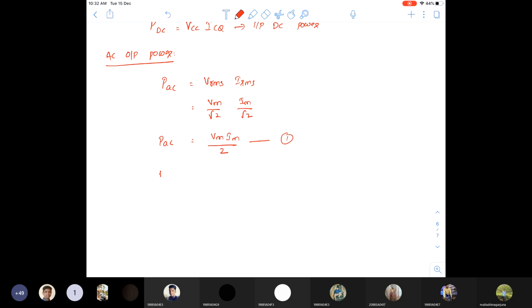Otherwise, you can simplify it. Still, you can simplify it. I can write IM square RL by 2, where VM is equal to IM into RL. Okay, IM square into RL by 2. This is another method. Or VM square by 2 RL, where IM is equal to VM by RL. Okay, this is the standard. This is the first equation.